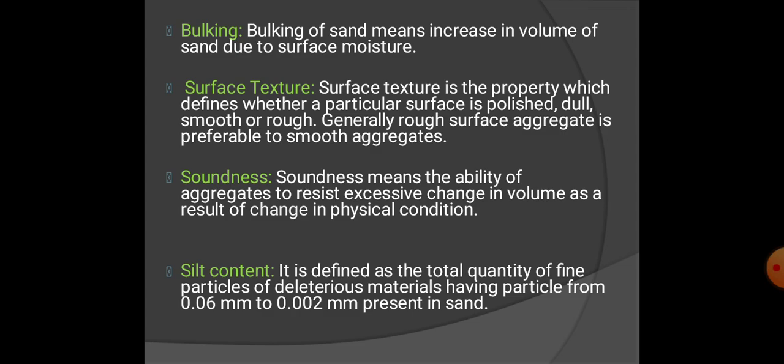Okay, and the last point is silt content. Silt is defined as the total quantity of fine particles of deleterious material having particle size from 0.06 mm to 0.02 mm present in sand.